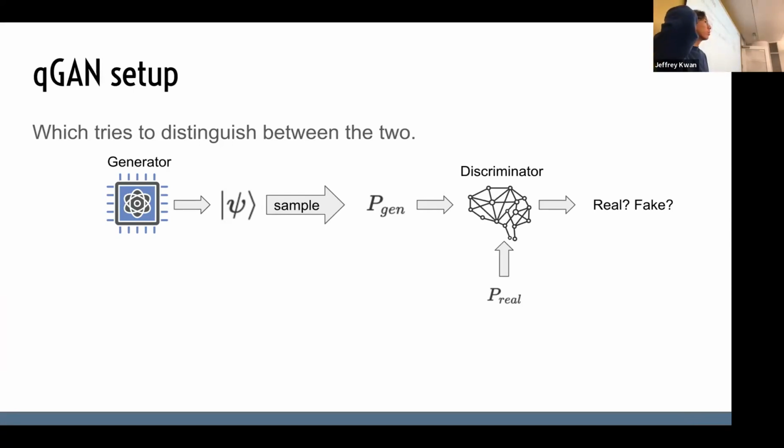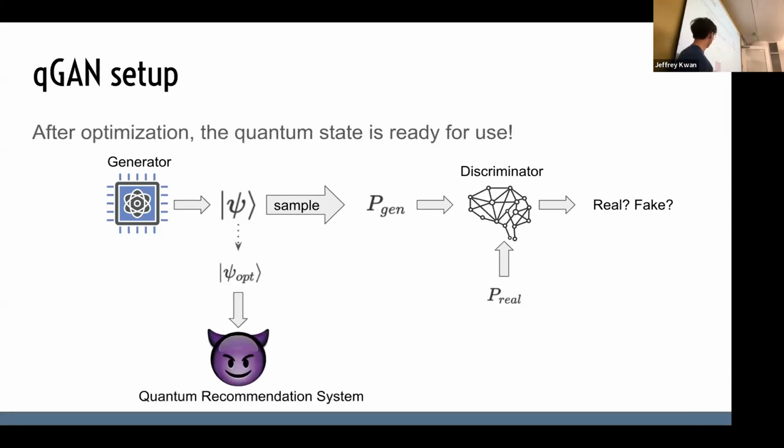So you're not putting in images. What does it generate? What are you using that model for? You're using it to generate an arbitrary state. This is important because for a lot of other quantum algorithms, you need this state in order for those algorithms to run. And one of those is called the quantum recommendation system.